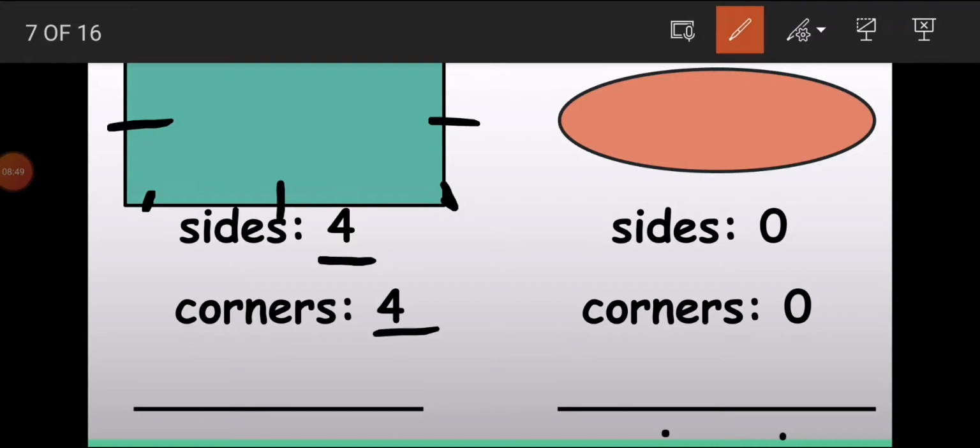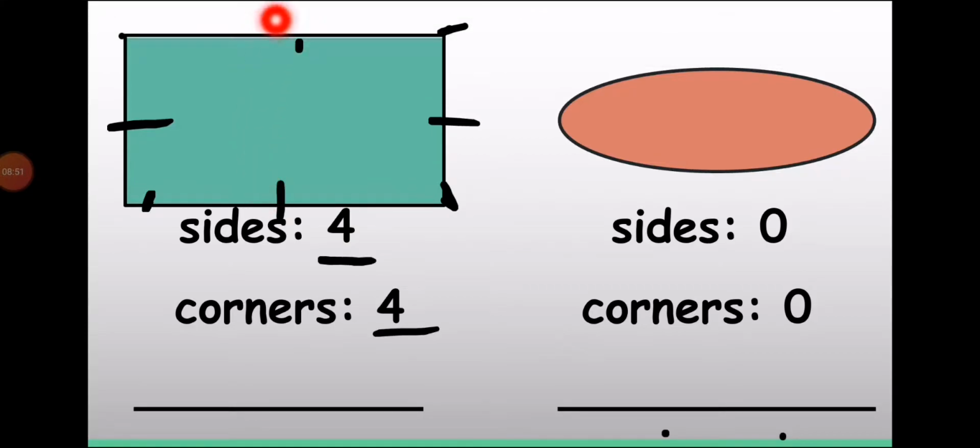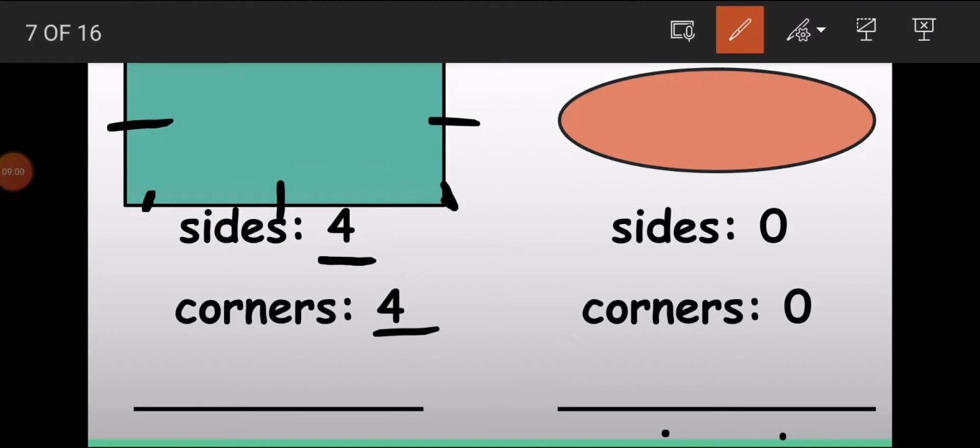But have you seen the opposite sides or parallel sides are of equal length? These 2 are of equal length. These 2 are of equal length. So this is a rectangle. This shape is made by 4 straight lines. Rectangle.